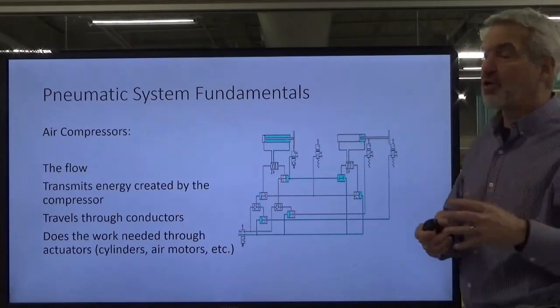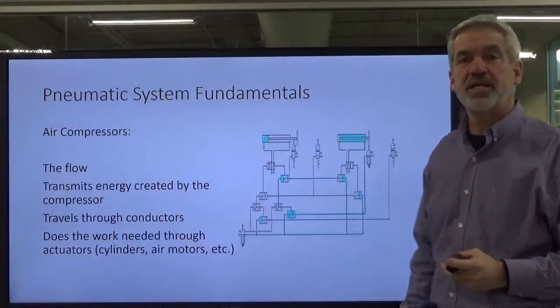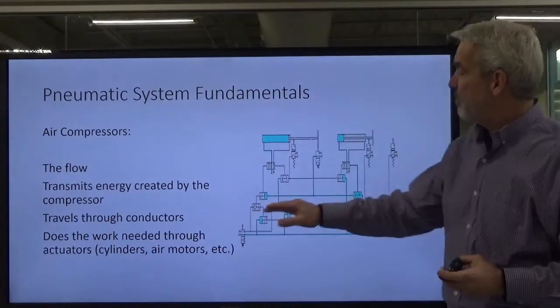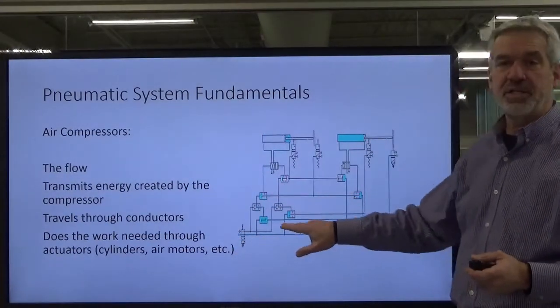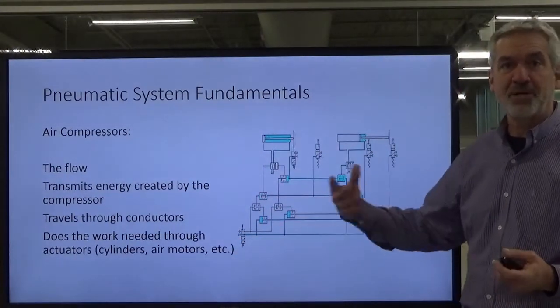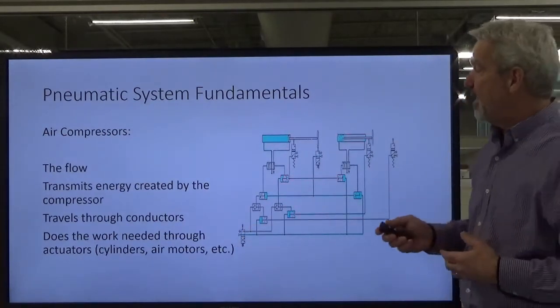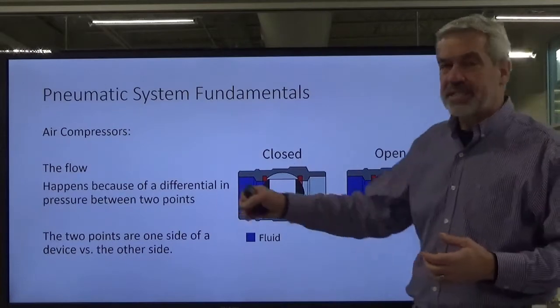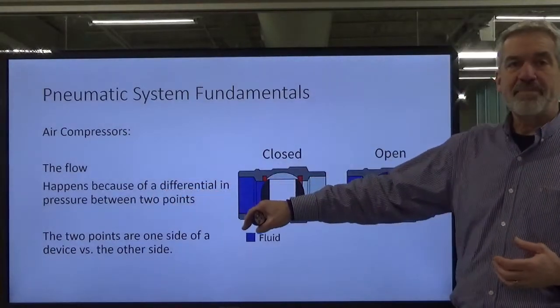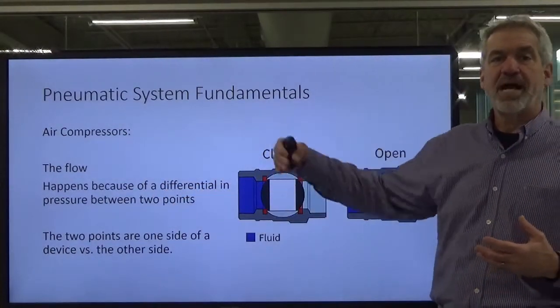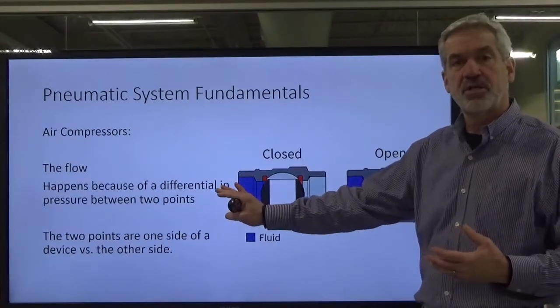But what we are trying to create is flow, and this transmits the energy from the compressor to all of our components. It travels through our conductors. The proper name for our piping or tubing is still conductors, and it does the work needed. Now, as I said, all of this flow happens because we are going from a high pressure on one side of our device to a low pressure.